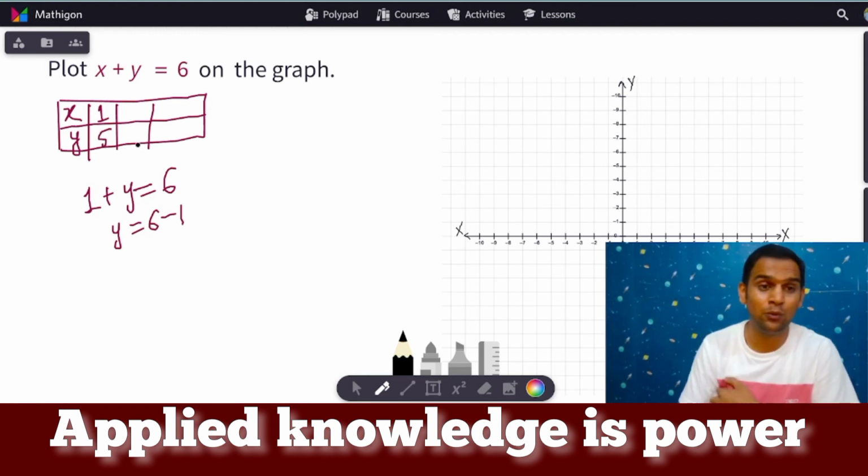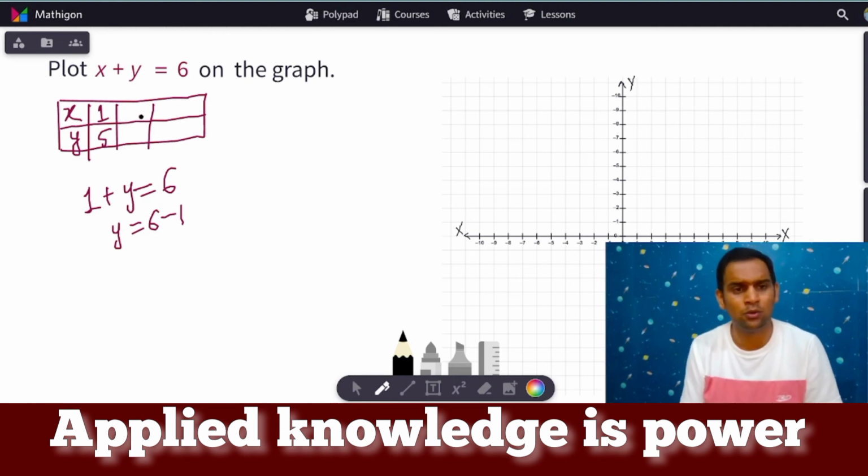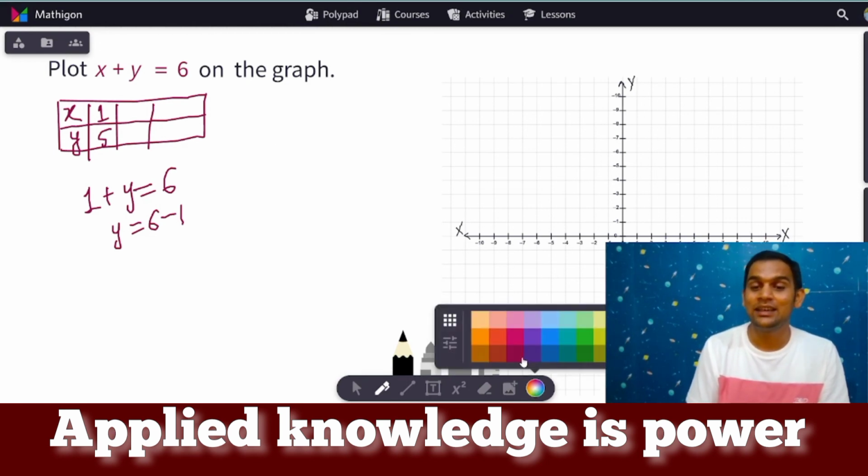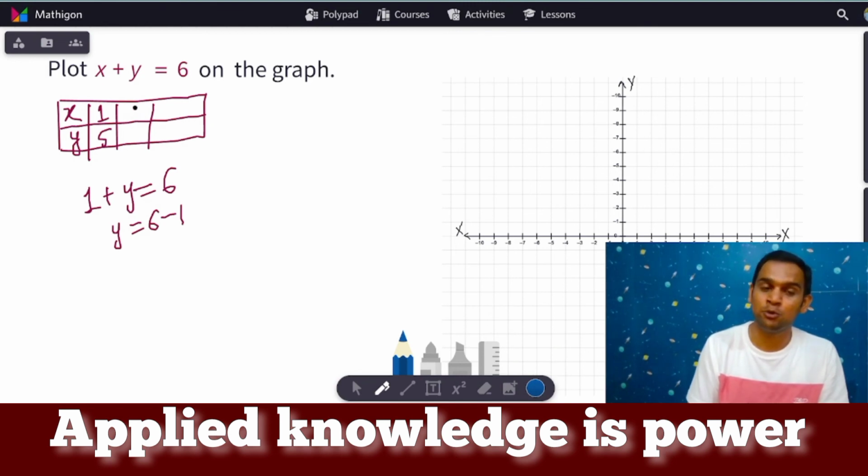Now you might be thinking, why did I take the value of x as 1 only? You can take any value, my dear friend, because once we take the value of x, based on the value of x, the value of y will differ. Suppose I took the value of x as 0, so y will be 6. If I took the value of y as 0, x will be 6. So we have got 3 points.